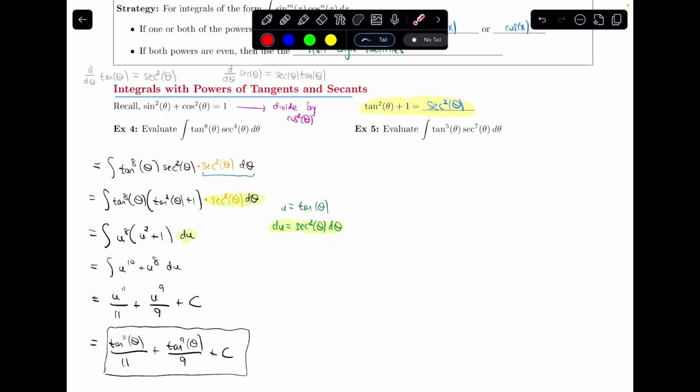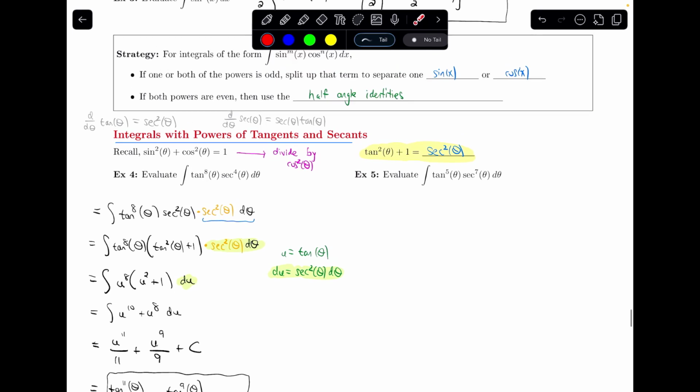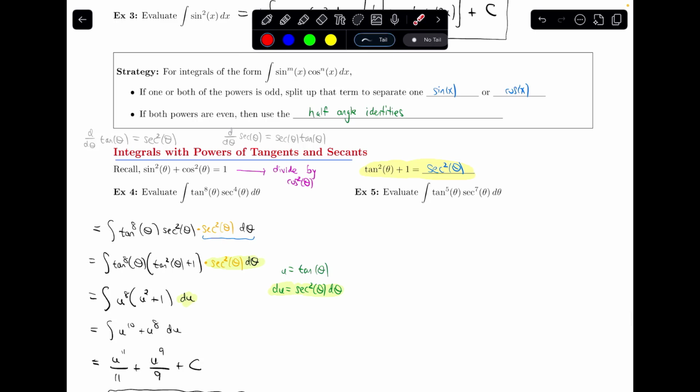Okay, so let's look at another example. Let's say I have the integral of tangent to the fifth times secant to the seventh. Okay, so with this one, I'm first going to notice, what if I tried doing the same type of thing? Let's split out a secant squared. So let's write this as tangent to the fifth, and then let's rewrite that secant to the seventh as secant to the fifth theta times the secant squared, like we did before. And then d theta, of course.